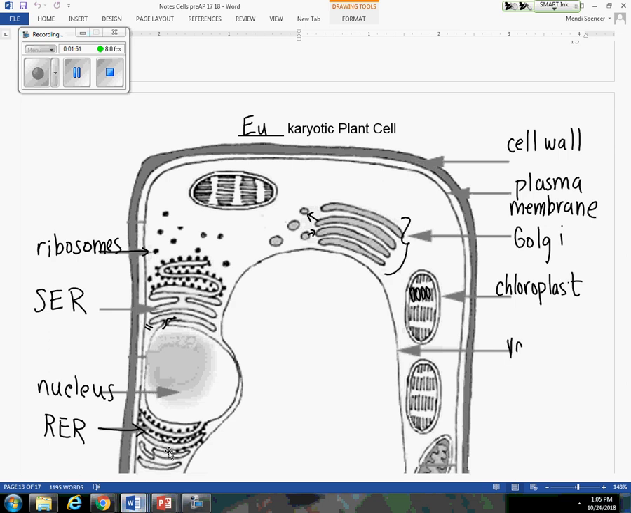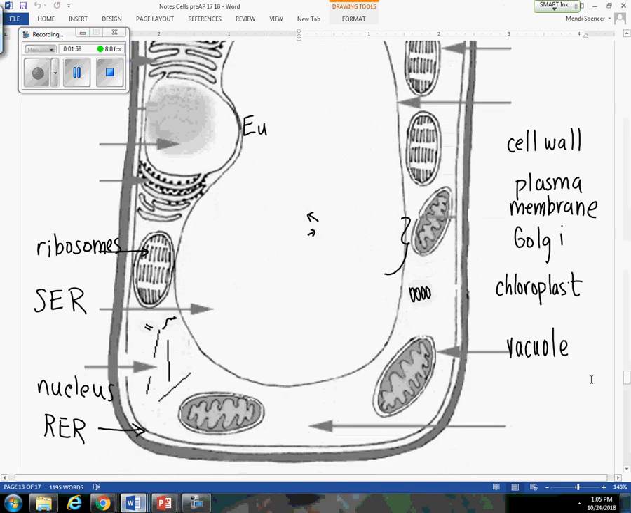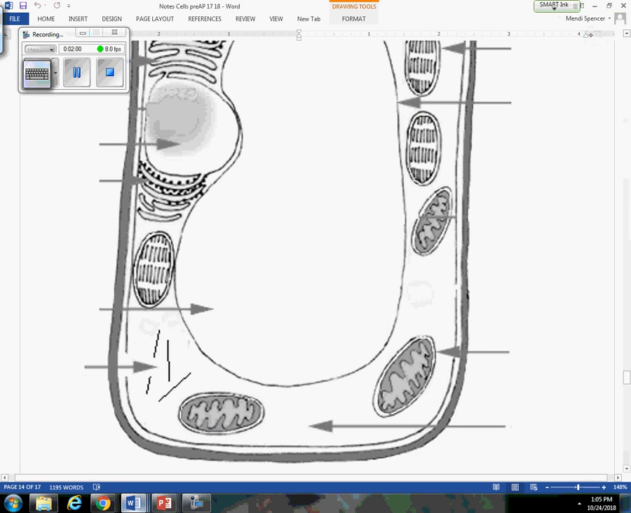And then this is the vacuole. Plants also need to be able to store water for a long period of time because it might not rain, and they need that water to do photosynthesis. So they need to absorb it while they can and store it for a long period of time.